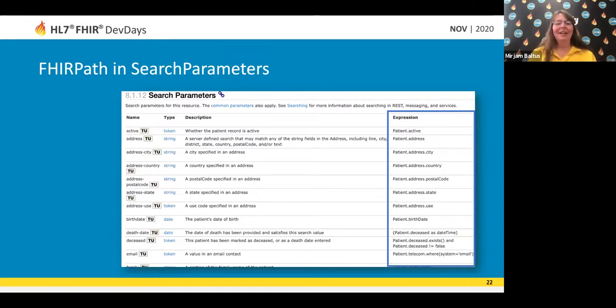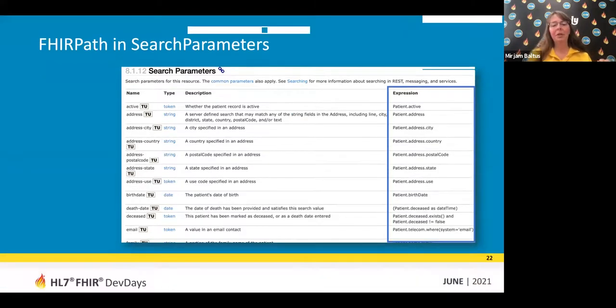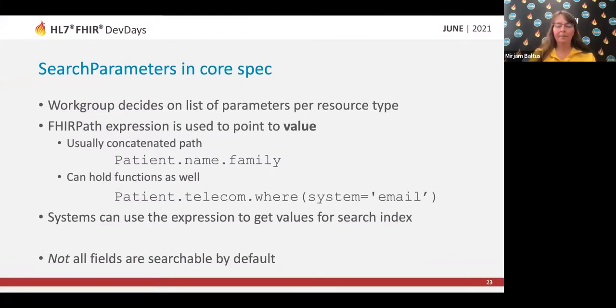The last one that I still wanted to talk to you about was the search parameters. So you can see a screenshot here of the selection of the search parameters of the patient resource. And those expressions on the right-hand side, they are the FHIRPath expressions that are already in those search parameters. So that's what you see in the core spec. The work group that's responsible for that particular resource type, they decide on the list of search parameters that are the default or the standard search parameters.